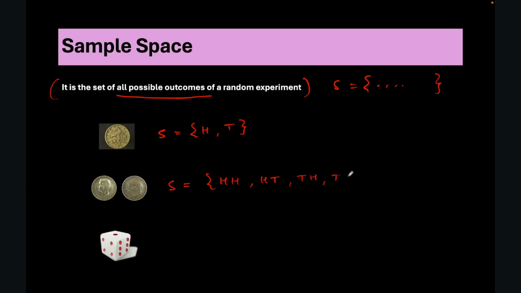Or you can have tails and tails. So now you have four possibilities. The sample space for rolling a dice, well, you already know it. It's any number between and including 1 and 6. So 1, 2, 3, 4, 5, and 6. That's about it. But that's how it's denoted. It's called S equal to, and then you have your curly brackets around it.